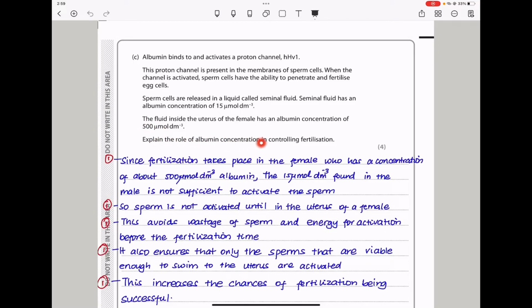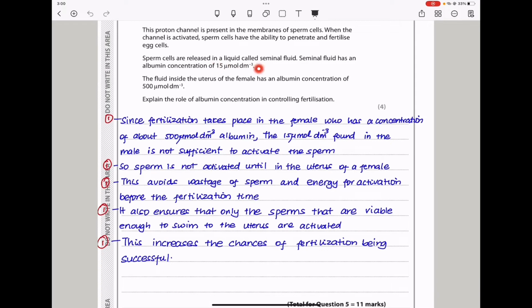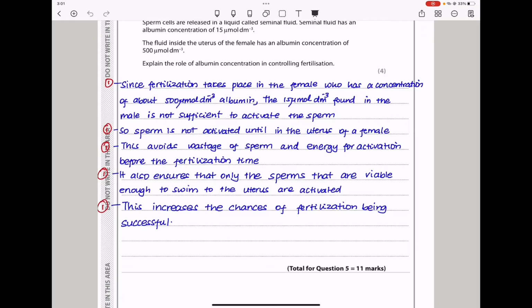Explain the role of albumin concentration in controlling fertilization. The seminal fluid contains a lower concentration of albumin in comparison to the female, and that is to ensure that sperm cells are not activated before they enter the female. So here I said, since fertilization takes place in the female, who has a concentration of about 500 micromole per decimeter cubed albumin, the 15 micromole per decimeter cubed found in the male is not sufficient to activate the sperm, so sperm is not activated until in the uterus of a female.